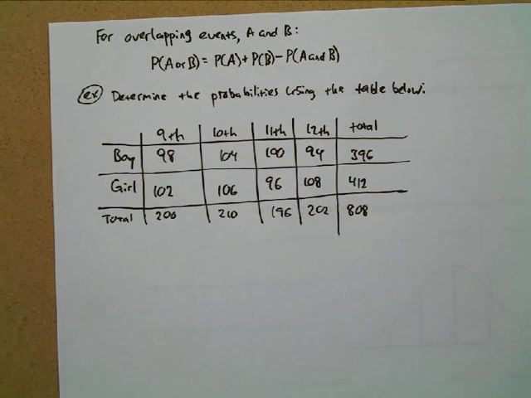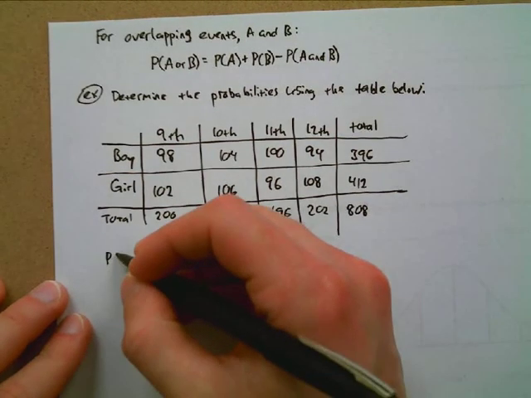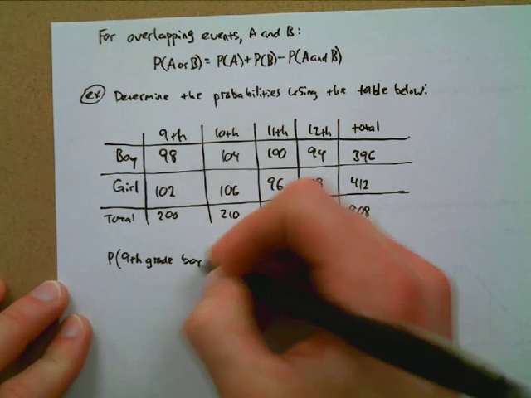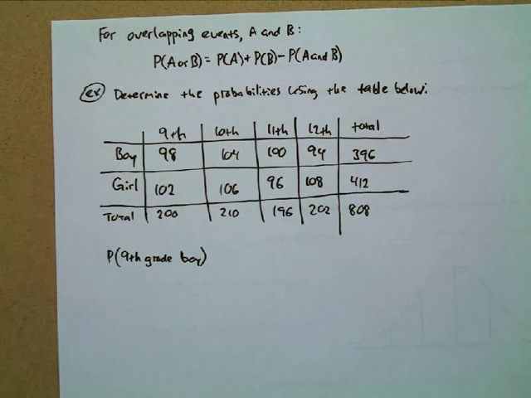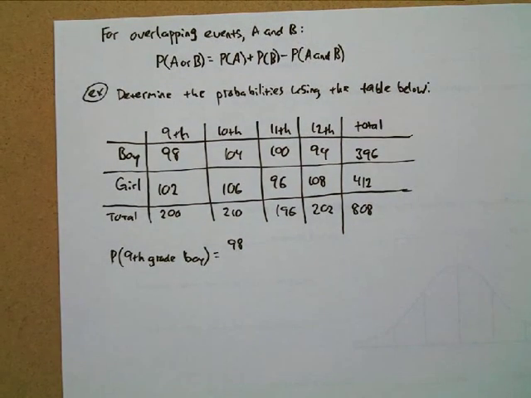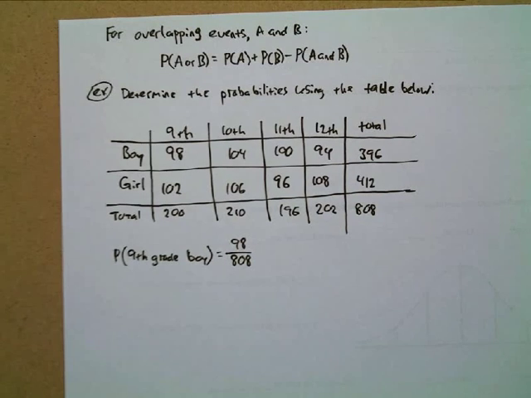So let's do some easy probabilities here. What's the probability of getting a 9th grade boy? If you randomly pick a student in the school, what's the probability of picking a 9th grade boy? 98 out of? Which total are we supposed to use here? We're going to pick a 9th grade boy out of the entire school, so it'll be out of 808. 808 would be all of the students combined.